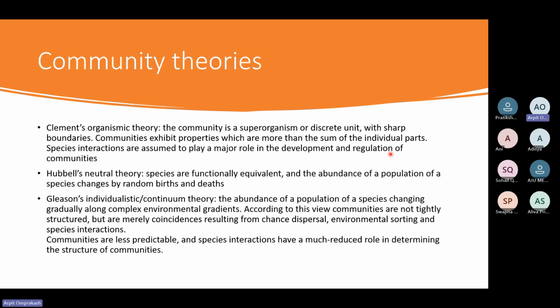Then we talked about some community theories, such as Clements' organismic theory, where he says that the community is a superorganism or a discrete unit with sharp boundaries, and it has emergent properties. Then Gleason had an individualistic or continuum theory, where he said that the abundance of a population of a species changes gradually along complex environmental gradients, and these are not structured. So communities are not structured, but arise out of the restrictions of different organisms to survive in different kinds of climate and weather. Whereas Hubbell's neutral theory says that species are functionally equivalent, the abundance of a population of a species changes by random births and deaths, and community formation is random.